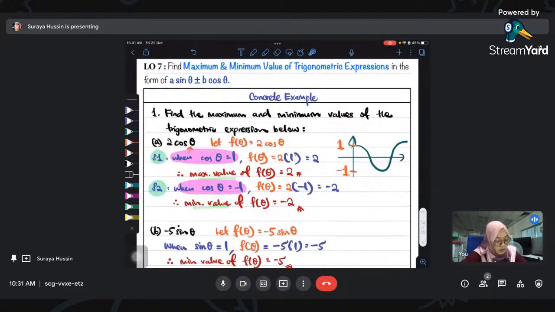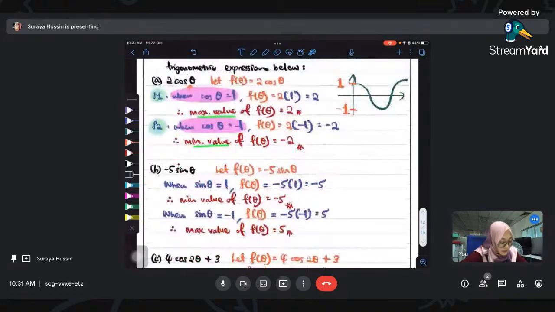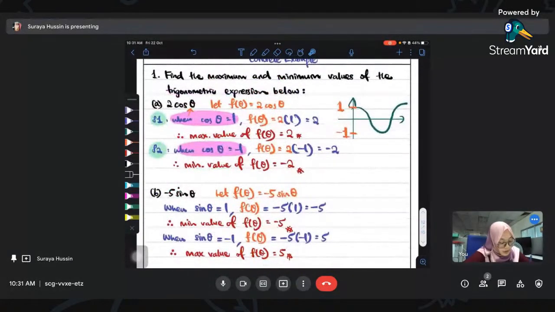Okay, now let's go to the second example. Saya dah terus buat kat sini. So I let it first into becoming f theta. Tolong biasakan let. When you name it, it's going to be much easier to write your answer. Okay, so now statement yang pertama, step 1, is when sine theta is equals to 1.